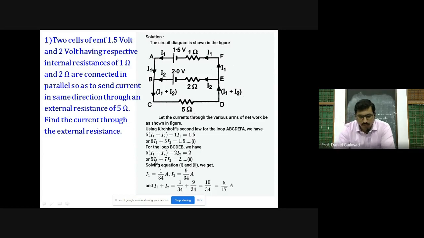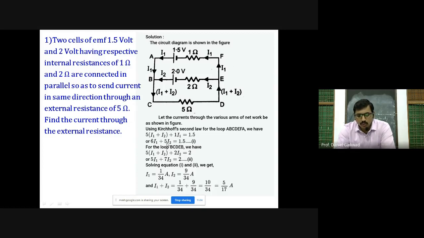Now if you multiply by 5, so 5 times I1 plus I2, 5 plus 2, 7, 7 times I2 equals 2. That is equation number two. Now we are going to solve these equations 1 and 2. We have already learned in mathematics how to solve two equations in two unknowns. By solving for I1 as well as I2, that can be done by matching one of the terms.